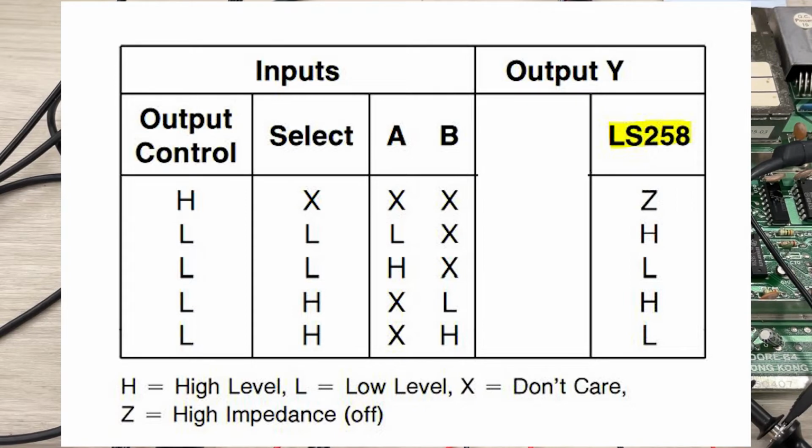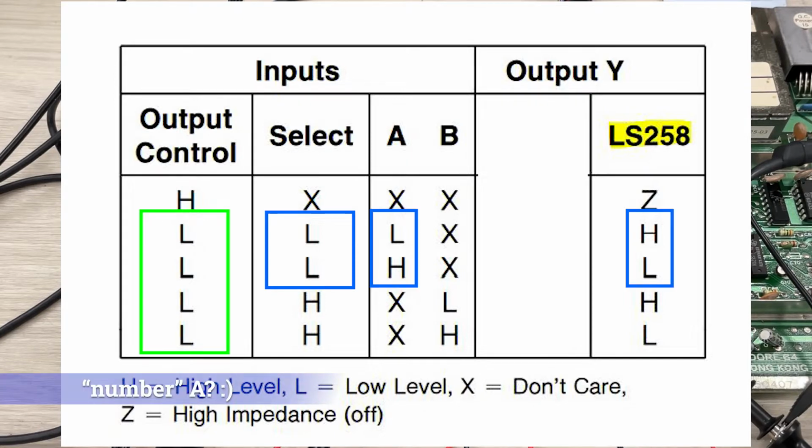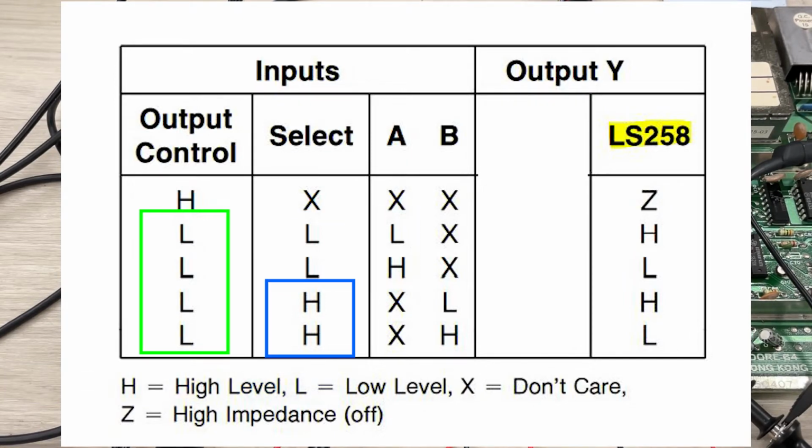Whenever the output control is low, then it depends what the select line is doing. If the select line is low as well, the chip outputs the input on port number A. If the select line is high, then the chip outputs the input on input port number B. On port B, the 258 in this case actually outputs the inverted signal. So, say for example, first line, if my select line is low and my port A is low as well, my output is going to be high.